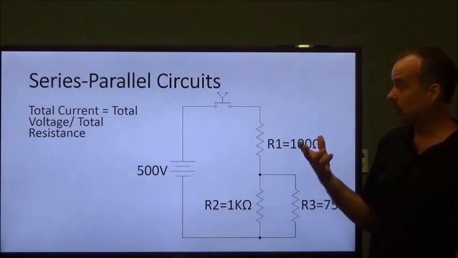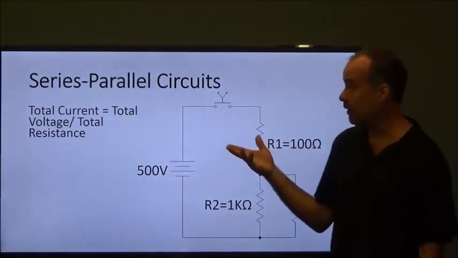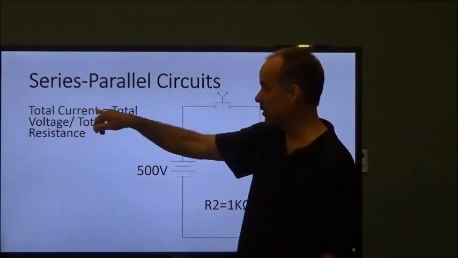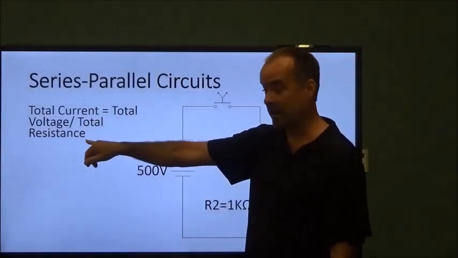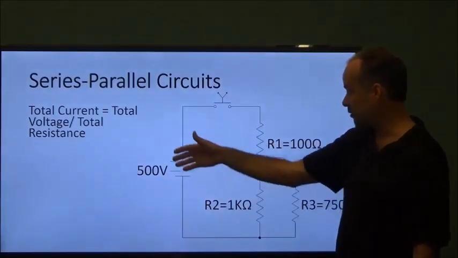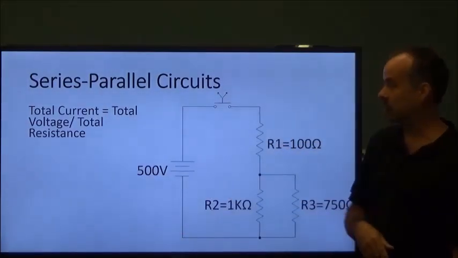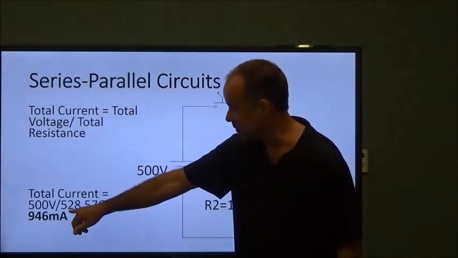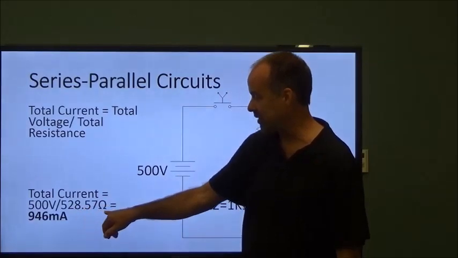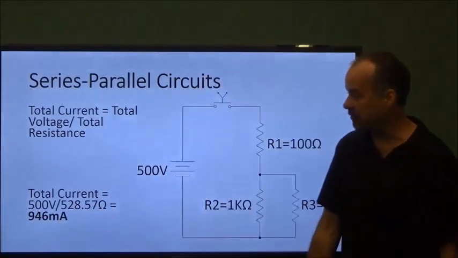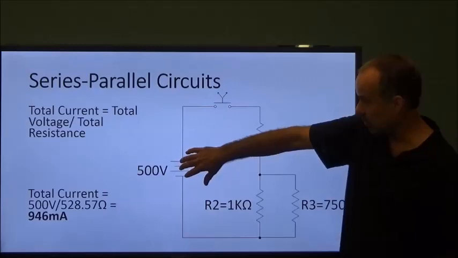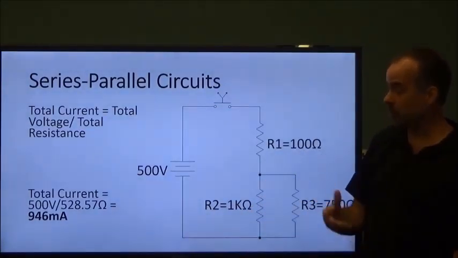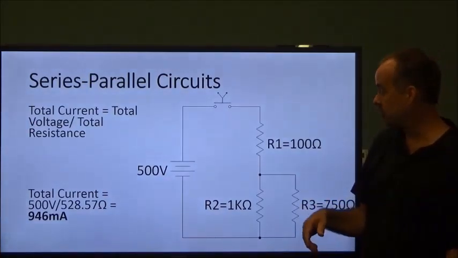Now that I know my total resistance, I can find my total current, because I can find it by taking the total voltage and dividing it by the total resistance, and that gives me the total current for this entire circuit. So if I take my 500 volts and divide it by my 528.57 ohms, that comes to 946 milliamps. So the total current in this circuit is 0.946 amps, or 946 milliamps.